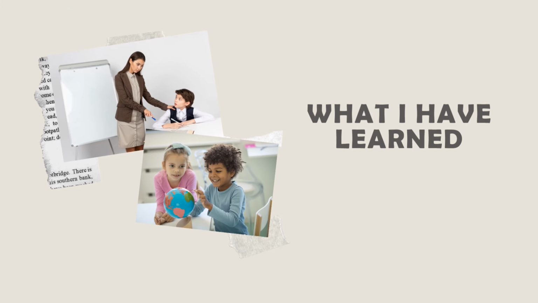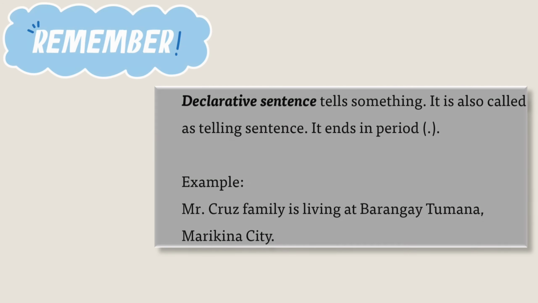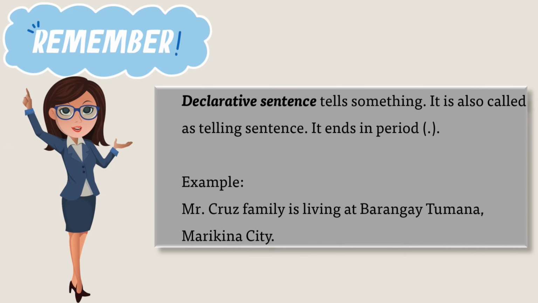In this topic, you have learned to use declarative and interrogative sentences. Always remember, a declarative sentence tells something. It is also called a telling sentence. It ends in a period. Example, Mr. Cruz's family is living at Barangay Tumana, Marikina City.